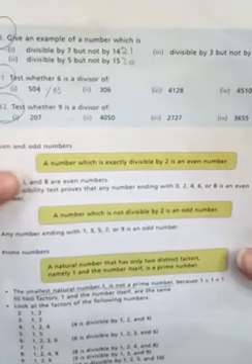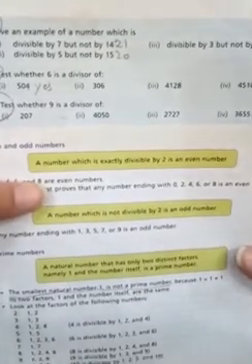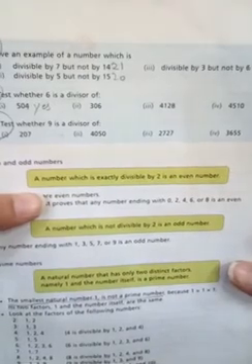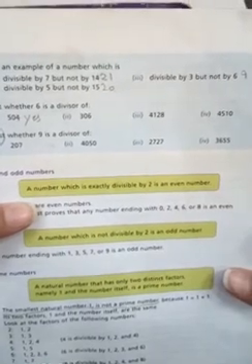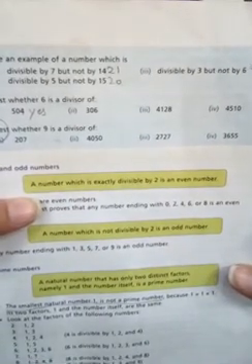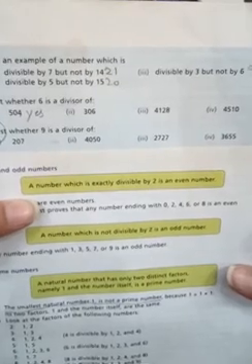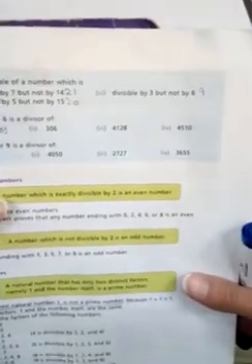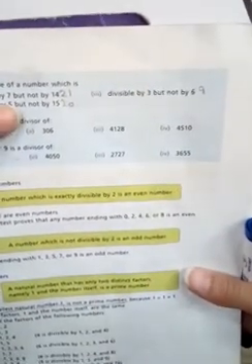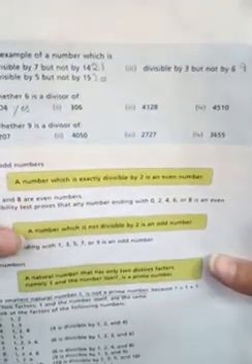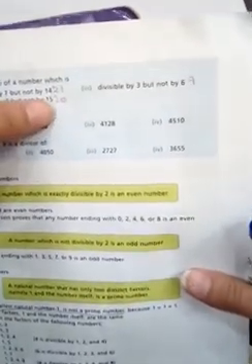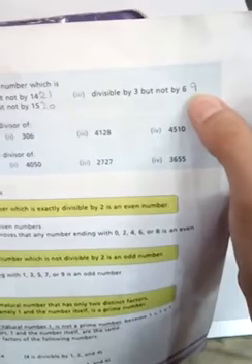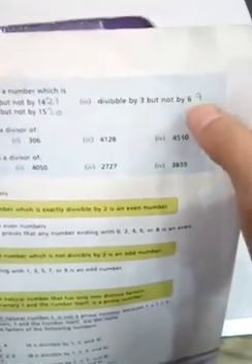Question number 10. Give an example of a number which is divisible by 7 but not by 14. Write the multiples of 7 first, then write the multiples of 14. Which number is divisible by 7 but not by 14? You find your answer. Now move on to part 2: divisible by 5 but not by 15. Write the multiples of 5 and then the multiples of 15, and you can find your answer. Divisible by 3 but not by 6: by writing the multiples of 3 and 6, you find your answer.